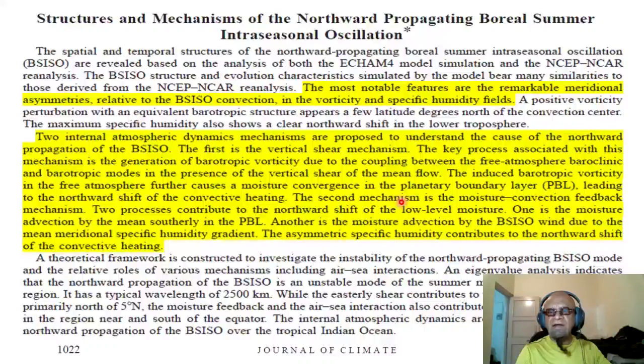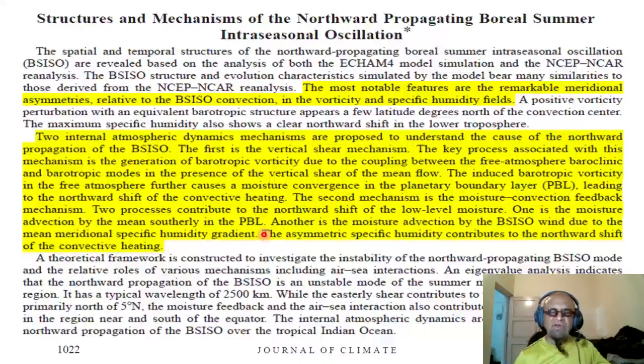In that sense, what happens then, the induced barotropic vorticity in the free atmosphere further causes a moisture convergence in the planetary boundary layer, leading to the northward shift of the convective heating. The second mechanism is the moisture convection feedback mechanism.